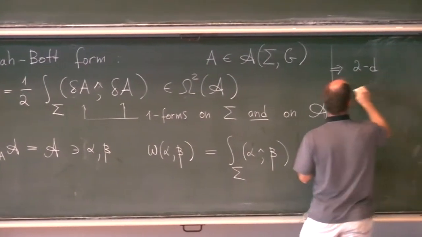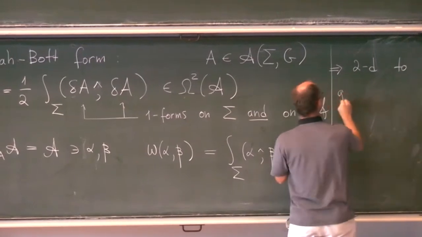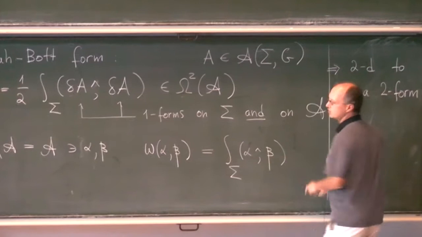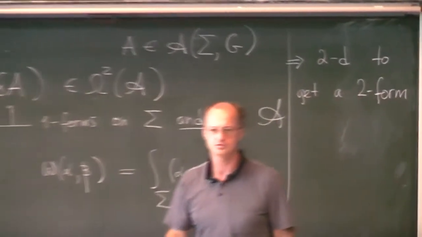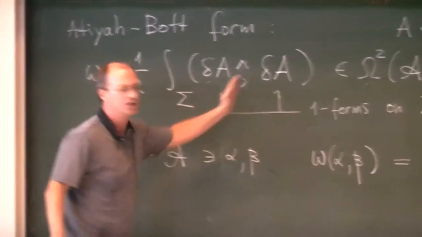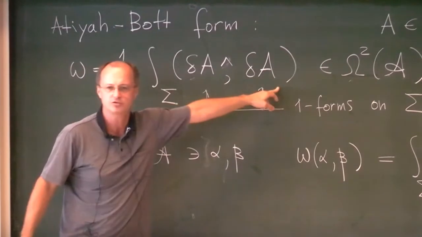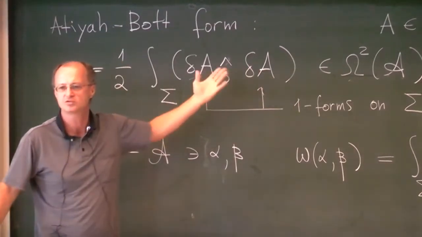2D. This was in order to get a 2-form, right? So if we had a bigger dimension or a smaller dimension, this formula wouldn't match. You wouldn't get a 2-form, or you wouldn't be able to integrate. Something wrong would happen.